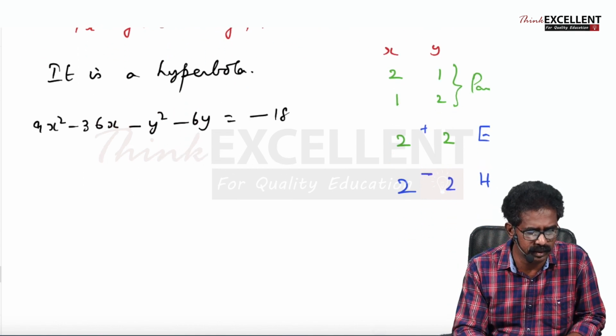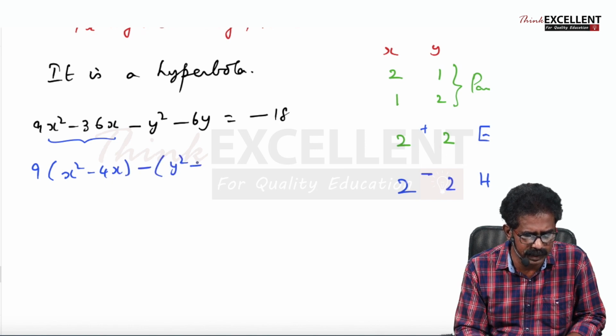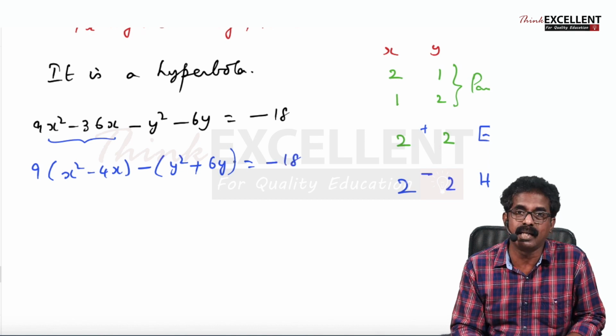The x square coefficient must be 1. Take 9 common in the first two: x square minus 4x. For the next two, take minus outside: y square plus 6y. Be very careful in this. Minus 18. Now we are going to add some number, right?